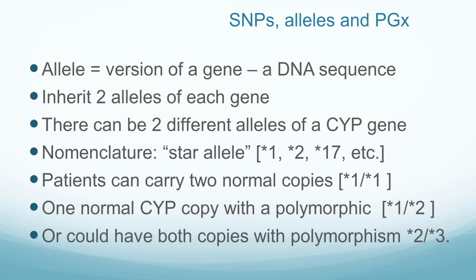So a person can carry two normal copies, star 1, star 1. Remember, normal is sometimes called extensive or wild type. A person can inherit one normal copy with a polymorphic, which would be star 1, star 2, or both copies could have a polymorphism, star 2, star 3.